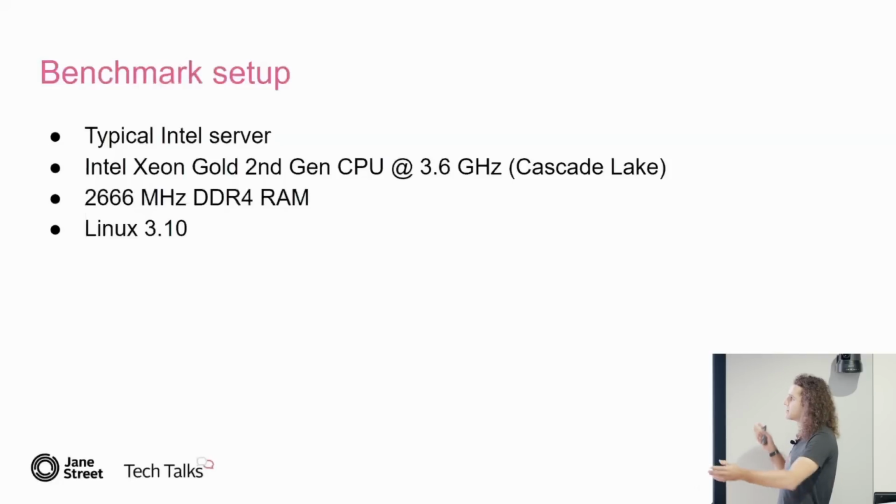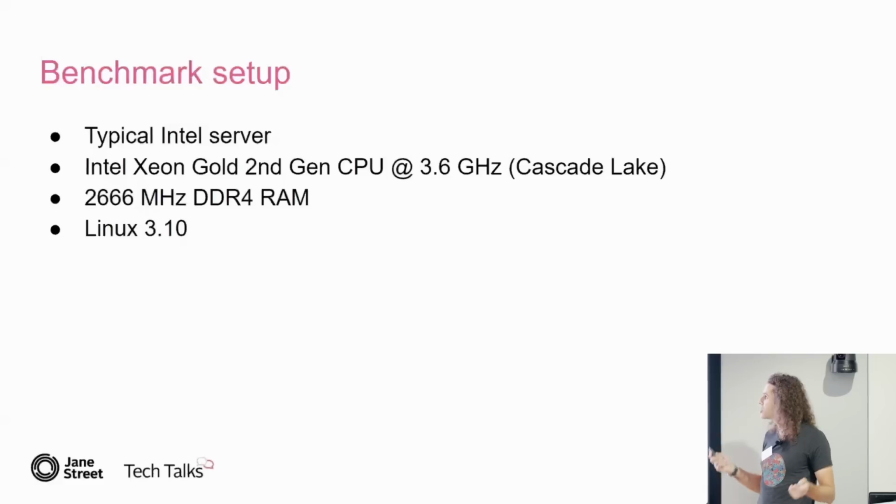For reference, this is our benchmark setup. It's a typical Intel server, 2nd gen, Cascade Lake, running at 3.6 gigahertz, has some RAM attached to it. I don't think the Linux kernel version is relevant, but I've included it for completeness. How long do people think this should take? Who thinks it should take more than 10 microseconds? Put your hand up.